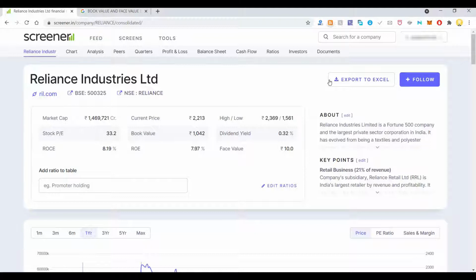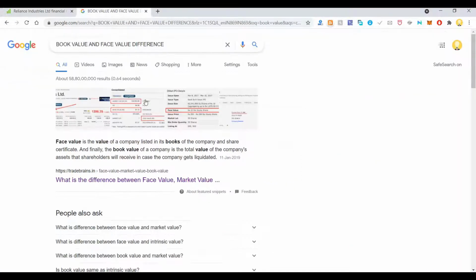Then we have various other things here, and one thing I want to show you is that you don't have to remember this by heart. It's not an examination. You can find these out just by googling. Say, for example, book value and face value. You can just search it in Google and find it out.